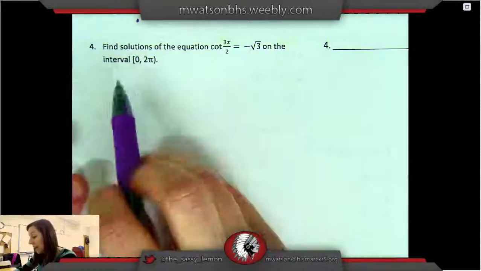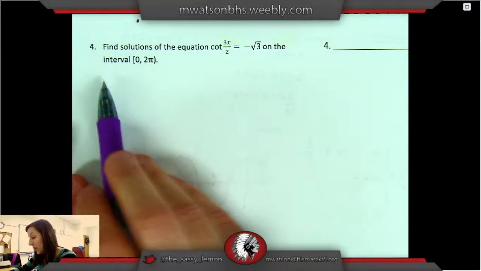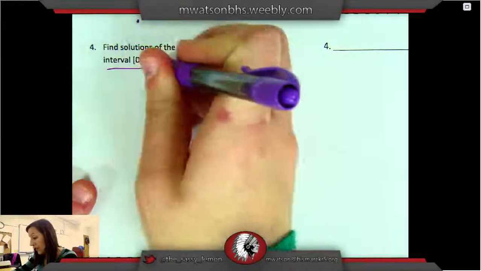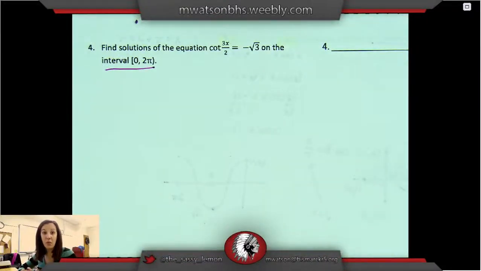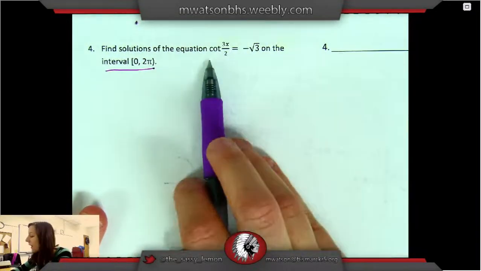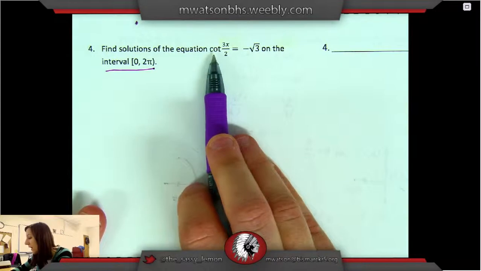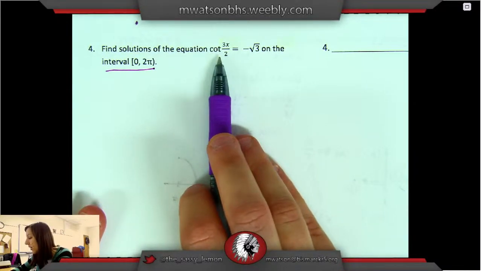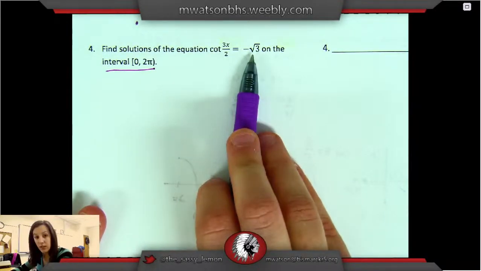Alright, so again we have a problem where it says on the interval 0 to pi. So that means we only are going to have solutions in the first period, or the first full rotation. So we look at this and we go, okay, we're working with cotangent, and we want the angle that's going to give us negative square root of 3.